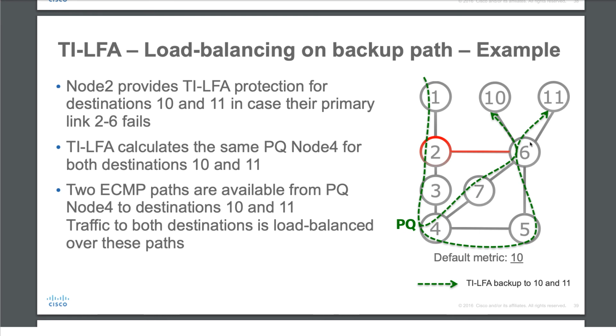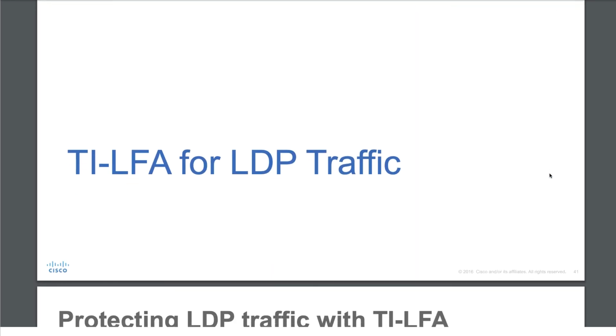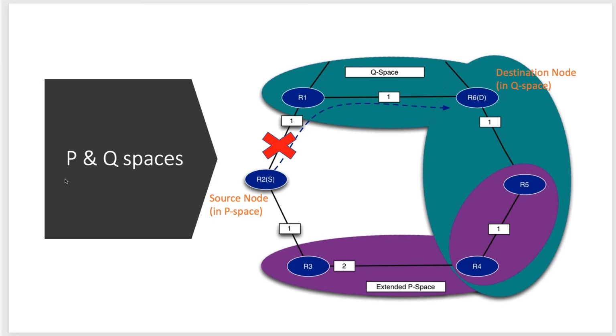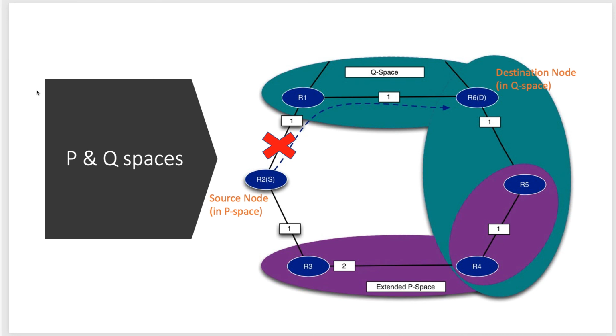And again, TI-LFA can make use of load balancing if it has multiple paths. In this particular example, it shows we have 2 potential paths and 2 destinations. So yes, it can load balance the traffic across 2 different paths also. So those are the standard things. Again, I would encourage you to spend some time on this particular topic.